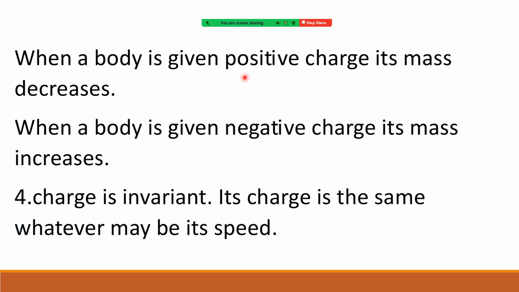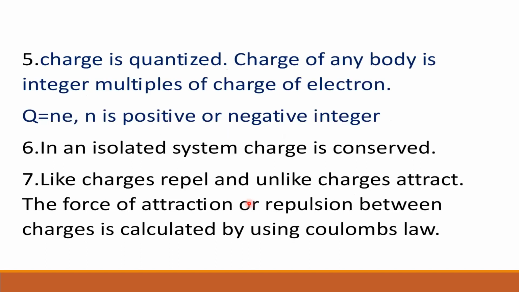Next, these two points we have already discussed. Now see the fourth point: charge is invariant. Invariant means charge does not change. Our intention here is that charge is the same, whatever may be its speed. That means if a charged body is moving, its charge does not change with velocity, even though the speed is comparable to the speed of light. That is the meaning of charge is invariant.